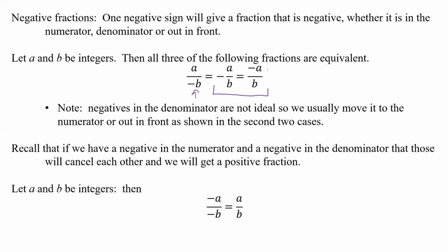Now, recall that if we have a negative in the numerator and a negative in the denominator, what happens? Negative divided by negative is positive, so we get a positive fraction. If we again let a and b be integers, then negative a divided by negative b, those cancel, and we just get a over b, because negative divided by negative is positive. That's a key thing to watch out for: if you have negatives in the numerator and denominator, your overall fraction will become positive.